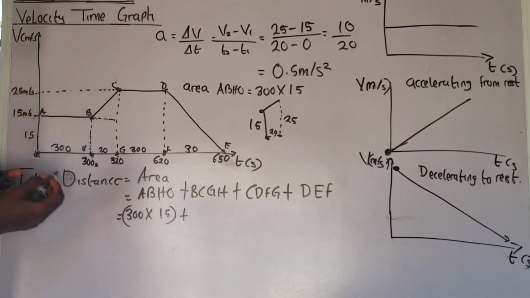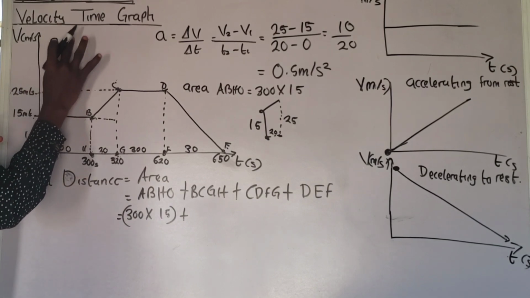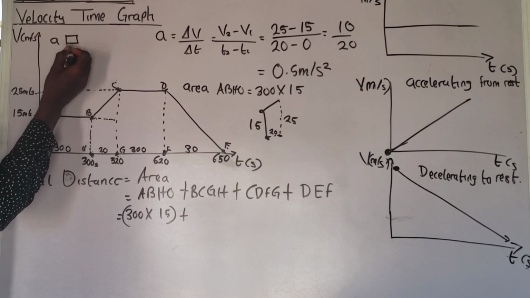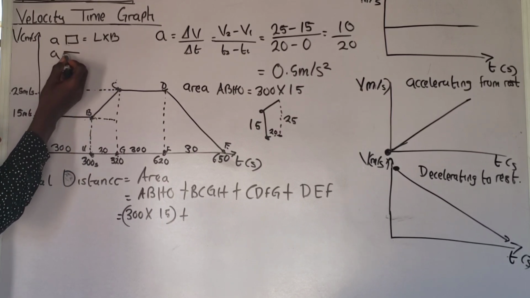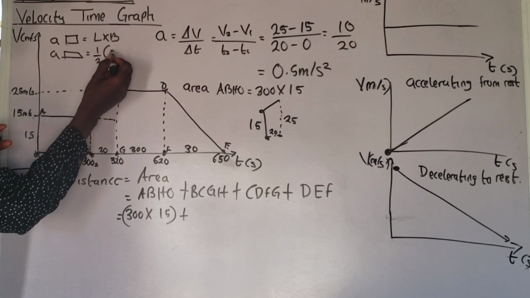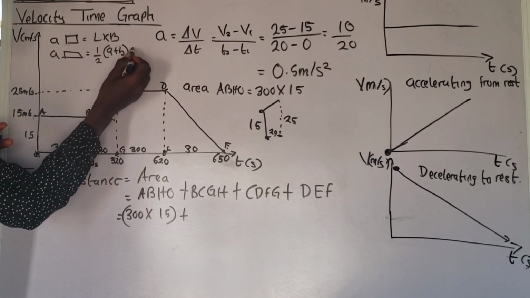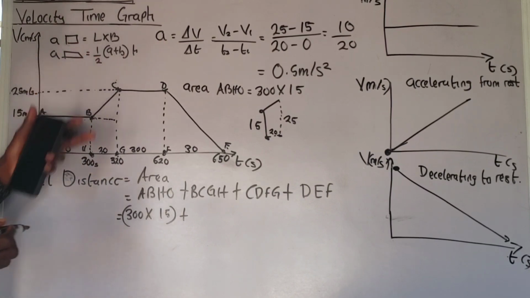So the area of a trapezium is half the addition of the parallel sides multiplied by the height. The area of a rectangle is length times breadth. The area of a trapezium is half into bracket A plus B multiplied by the height. You understand? A and B are the parallel sides.